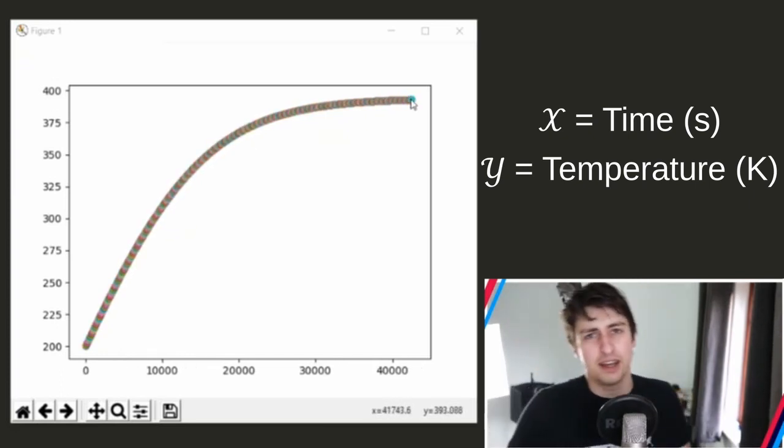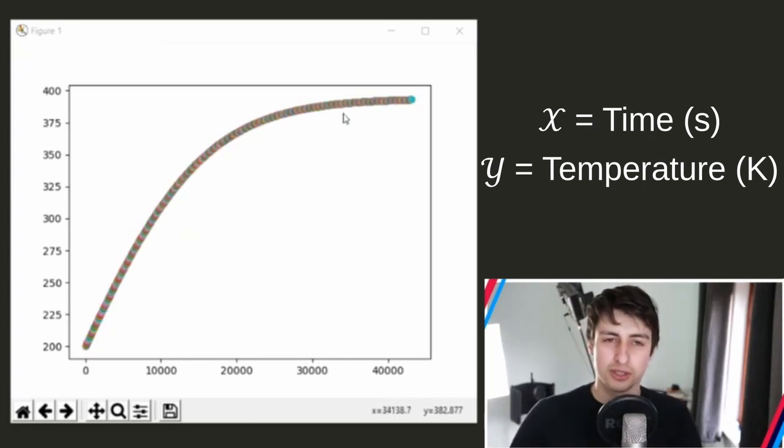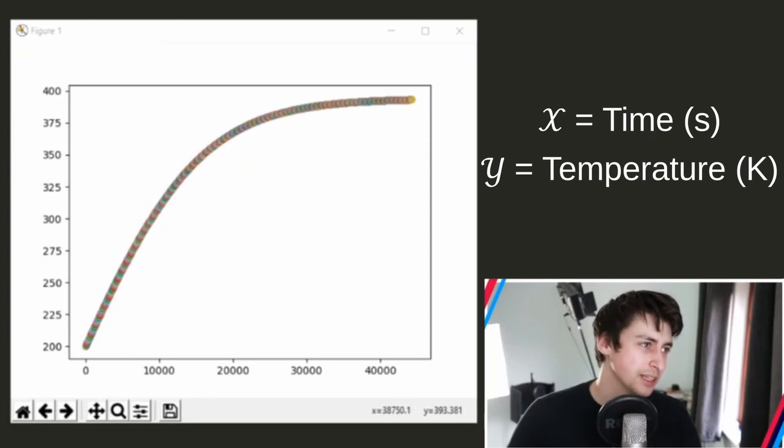Now you might say, that's way too hot for the Earth. That's over 100 degrees Celsius. And yes, you're quite right. So let's make some improvements, shall we?